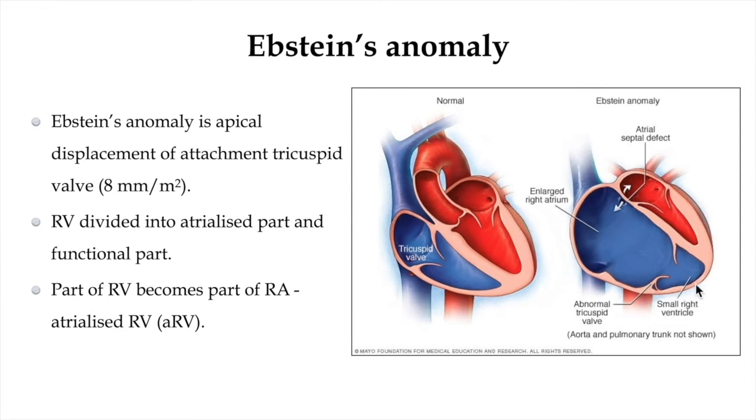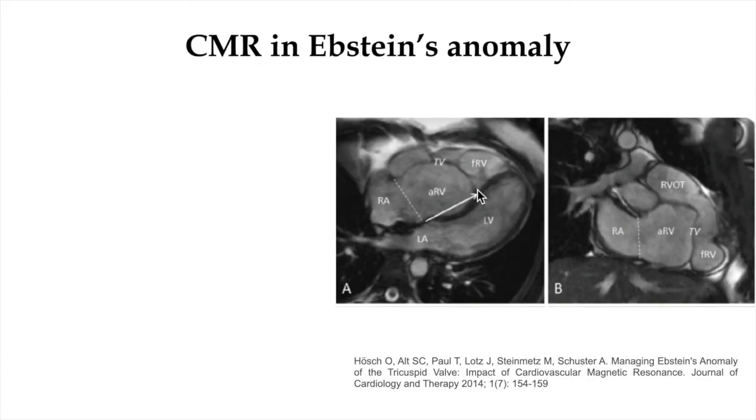The RV is divided into two parts. One part is called the atrialized RV, which is towards the RA, and one part is called the functional RV. So what we are going to see on cardiac MR in Ebstein's anomaly is the apical displacement length. So you can see this is the septal leaflet of the tricuspid valve, which is attached apically compared to the mitral valve.